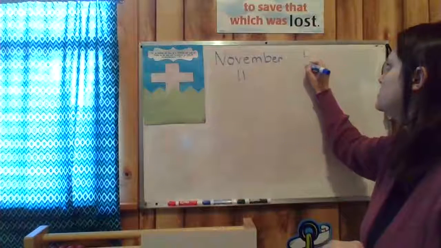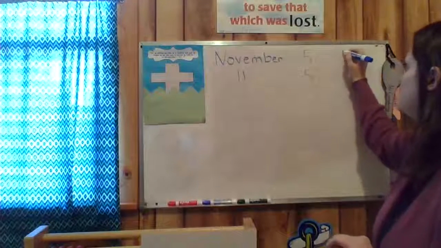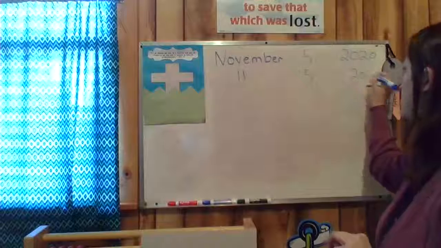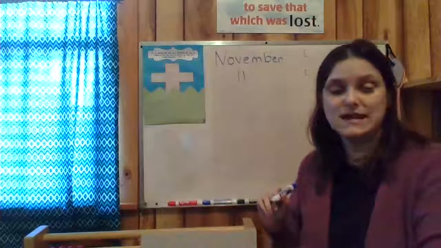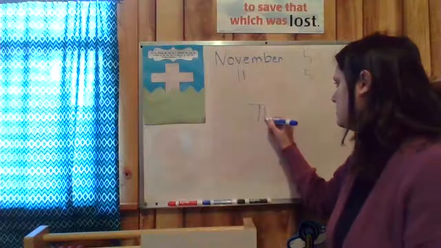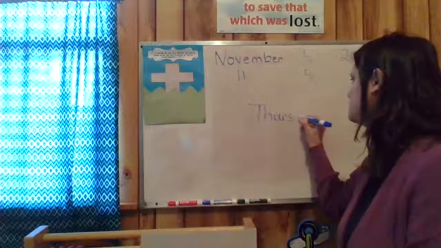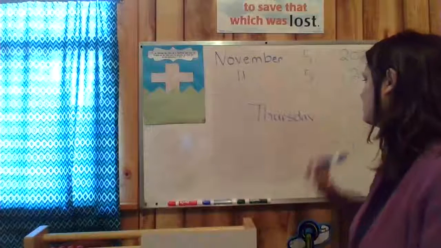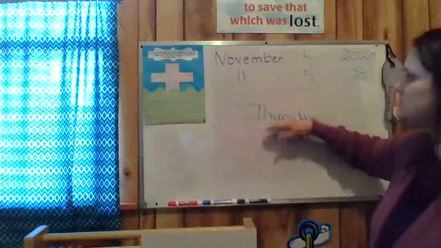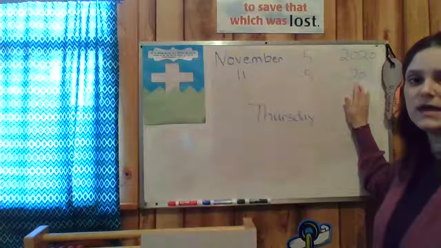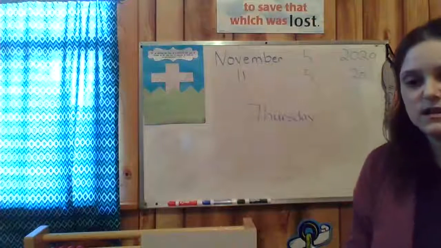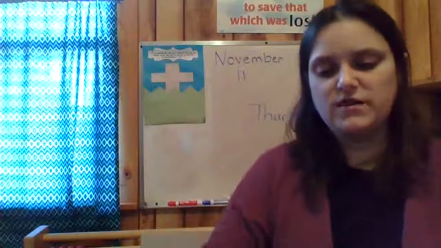And I'll show you that card in just a second. And the year is 2020 still. Okay, yesterday was Wednesday, so today is Thursday. Let's say our days of the week. Sunday, Monday, Tuesday, Wednesday, Thursday, Friday, Saturday. So our complete date for today is Thursday, November 5th, 2020. One more time. Ready? Thursday, November 5th, 2020. And I promised I would show you the 5th card.